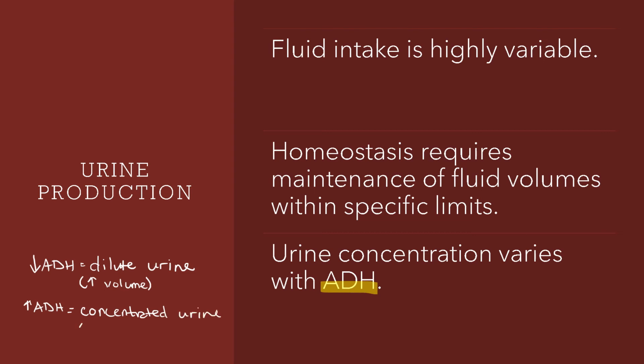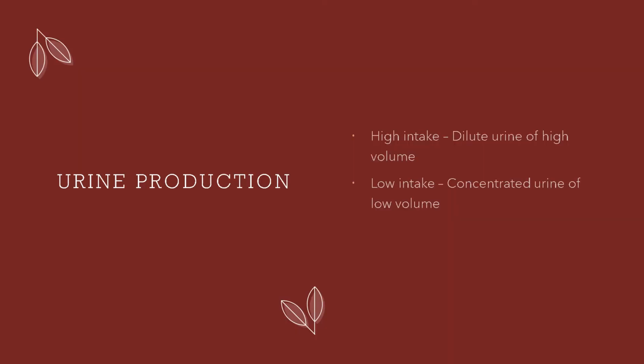So it's going to have very low water content, very high solute content. So usually it's going to be lower volume. Usually more darker yellow in color, whereas dilute urine is going to be very light in color. So again, when you have a high intake of fluids, your kidneys will produce dilute urine in high volumes. And with a low fluid intake, your kidneys produce very concentrated urine, but in a low volume.